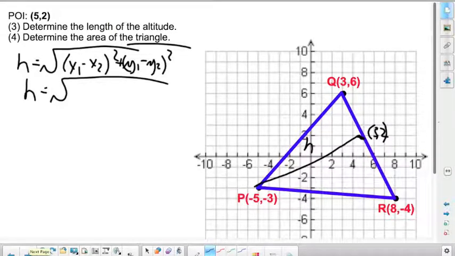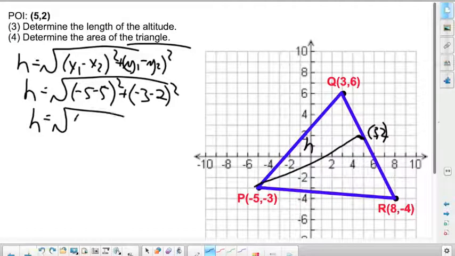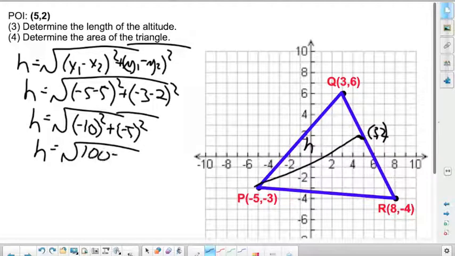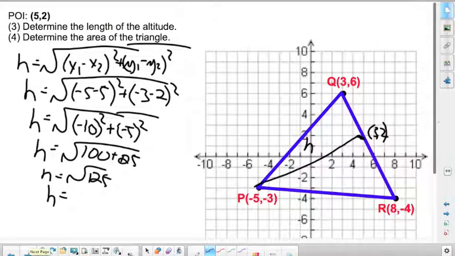So h is equal to the square root of (-3 minus 5) squared plus (-3 minus 2) squared. That gives me -10 squared plus -5 squared. So h is equal to the square root of 100 plus 25, which is the square root of 125. Now that we're dealing with heights, I probably want a decimal. So anybody get me the square root of 125? 11.18. Thank you. So that's the height.